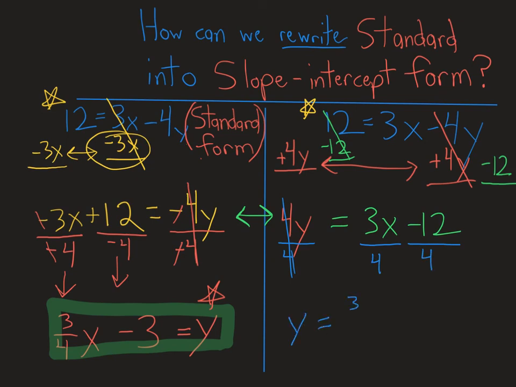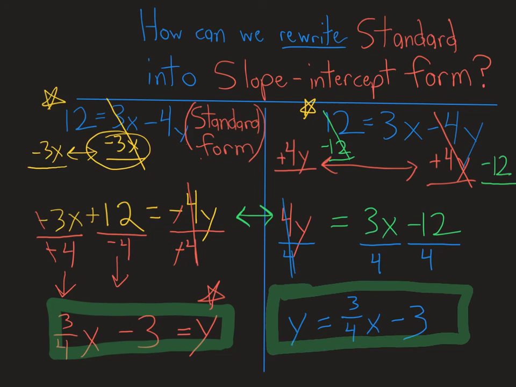We get here, we've got 3/4 x. The negative 12 divided by 4, negative 3. And notice we're in the exact same boat. We've solved it so that y is by itself, and it's now in slope-intercept form. Okay? So there were really two steps here.